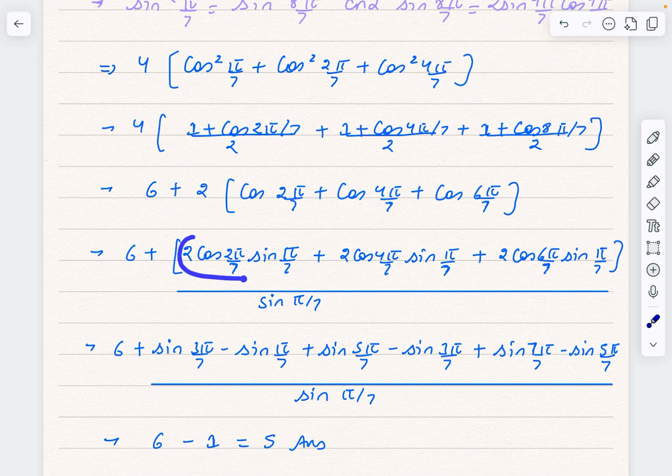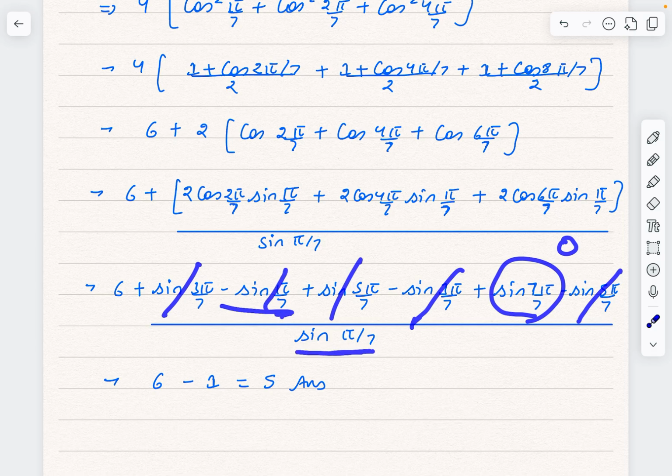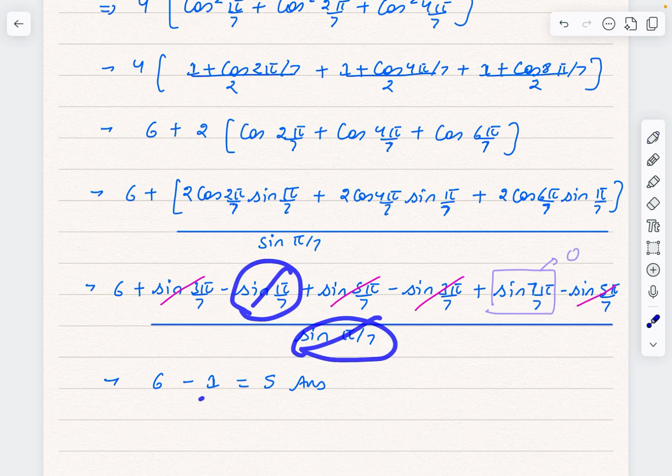Now use 2 cos a sine b, which will make it sine(a plus b) minus sine(a minus b). Same here, same here. You will see 3 pi by 7 gets cancelled out, 5 pi by 7 gets cancelled out. This will be sine pi, which is 0. We're just left with minus sine pi by 7 divided by sine pi by 7. So we get minus 1 only. What I'm trying to say here is this and this get cancelled, this and this get cancelled, and this value will just be 0. So we're left with only minus sine pi by 7 by sine pi by 7, which gives minus 1. So the answer will just be 5.